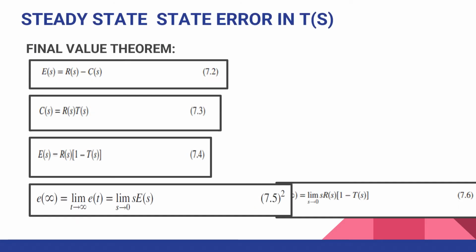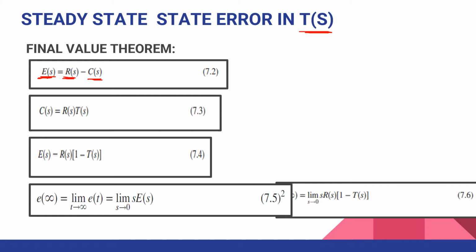In this slide, you can see a bunch of equations and formulas. These are the formulas for steady state errors in T(s). T(s) here means that the function or block diagram has no feedback on it. So it's just a linear block diagram. All of these equations are similar to each other. The fundamental equation, the steady state error E(s), is equal to R(s) minus C(s). Simply put, the error E is equal to the input minus the output. So error is just input minus output.